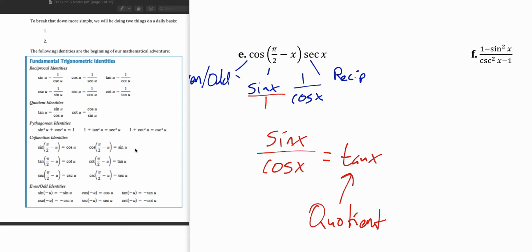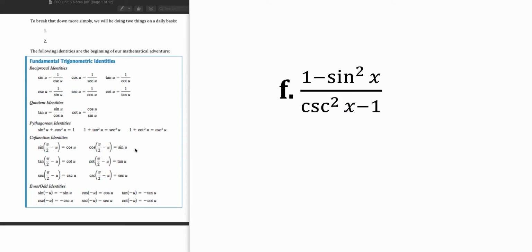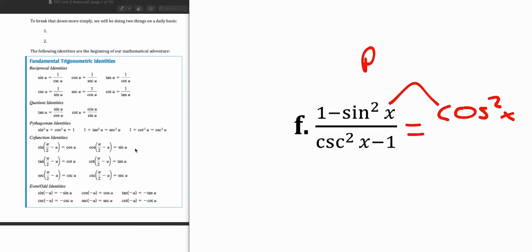For letter F, we have 1 minus sine squared over cosecant squared minus 1. The numerator, 1 minus sine squared, is the same as cosine squared. Again, that's another rotation of the Pythagorean identity.